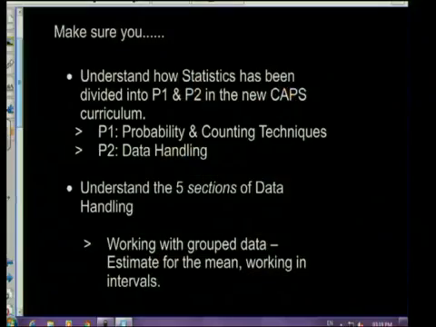Okay, so here's just a bit of a checklist. Remember that statistics has been divided up in the new CAPS curriculum into paper 1 and paper 2. Paper 1 contains probability and counting techniques. Paper 2 contains all the data handling, and that's what I'm really going to focus on today, the paper 2 data handling component of statistics.